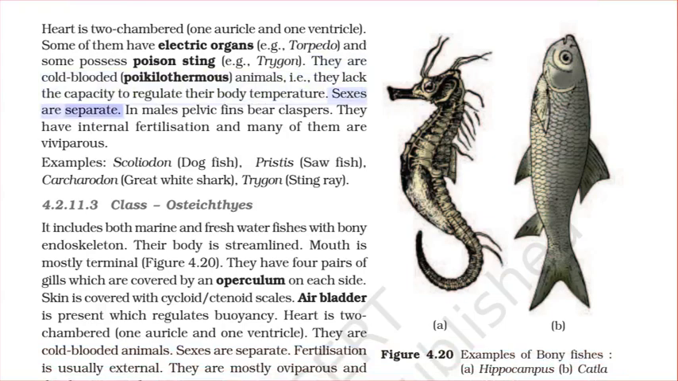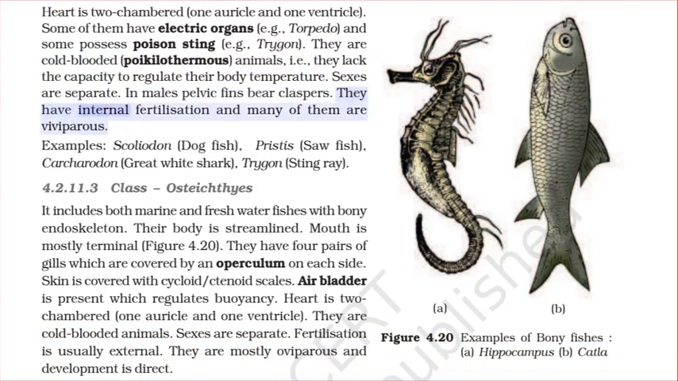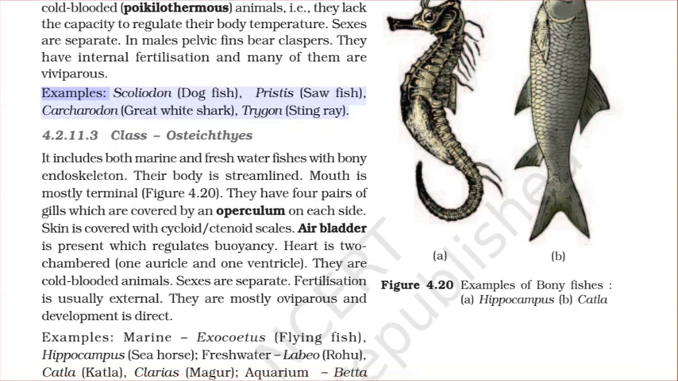Sexes are separate. In males, pelvic fins bear claspers. They have internal fertilization, and many of them are viviparous. Examples: Scoliodon, dogfish; Pristis, sawfish; Carcharodon, great white shark; Trygon, stingray.